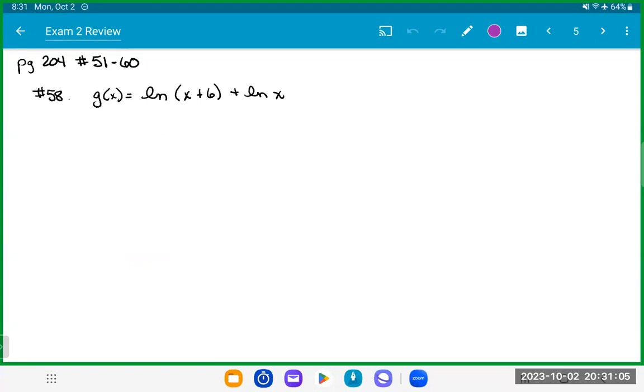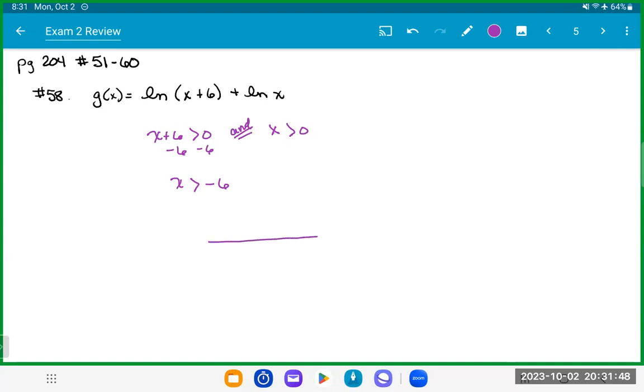Okay, so for this next problem, we have ln of x plus 6 plus ln of x. Remember, whatever is inside the ln has to be greater than 0, not greater than or equal. If you put ln of 0 in your calculator, you're going to get an error. So for this one, we know that x plus 6 has to be greater than 0, and we know that x has to be greater than 0. Subtracting 6 from both sides, I get that x has to be greater than negative 6. And I also have that x must be greater than 0. These are an "and". Both conditions must be met.